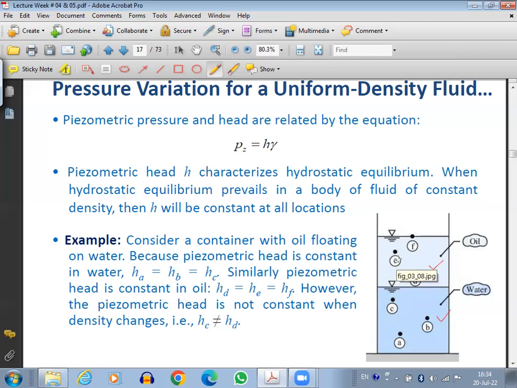Is it clear? So you see here, HA, HB, HC are the same. HD, HE, HF are the same. But HC is not the same as HD, because the fluid is changed.